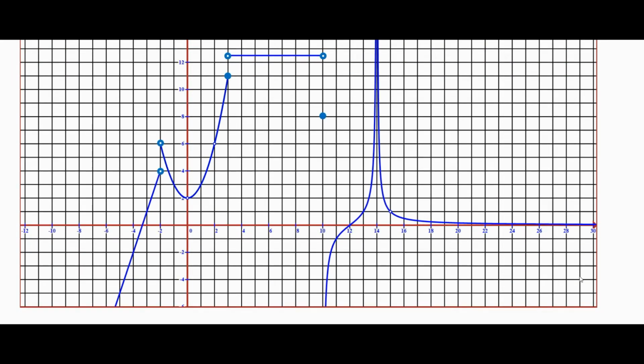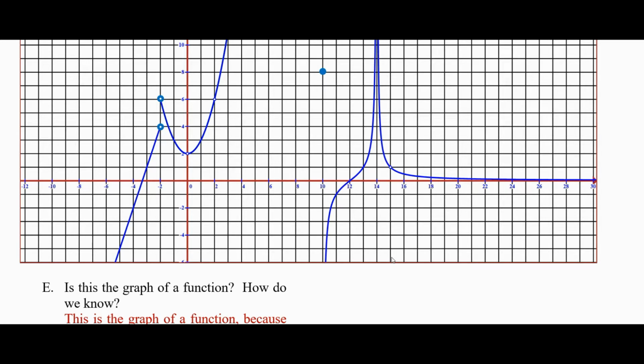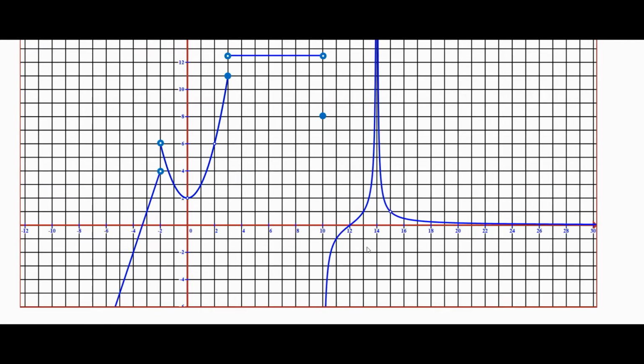So the first one is we're given a graph of a relation like this. This is one single relation. It's broken. It's got different formulas for each piece, but we don't care about the formulas right now. And I'm going to ask you several questions about that. Is it a graph of a function, and how do we know? Well, yes, it is. And the way we know is because it passes the vertical line test.